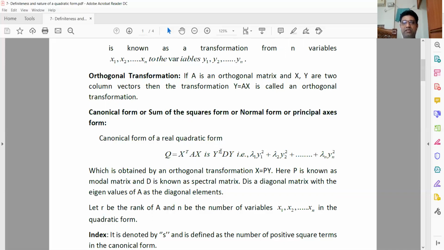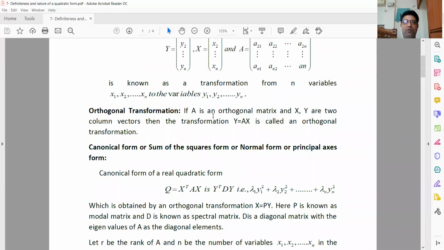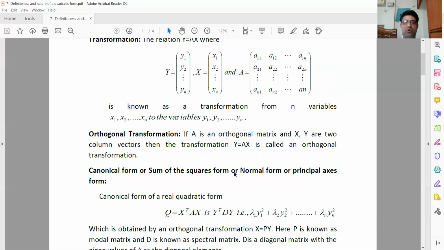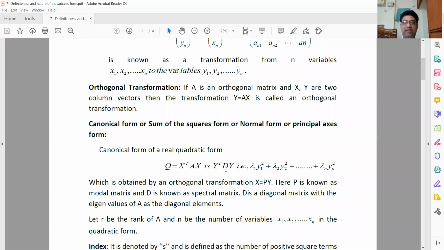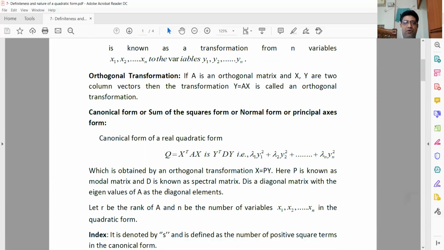So what is this y transpose Dy? We know Y already. Y is y1, y2 and so on yn, and its transpose. D is a diagonal matrix whose leading principal diagonal entries are nothing but the eigenvalues of the matrix A. So it is very easy to convert the quadratic form to canonical form, which is also known as sum of the squares form or normal form or principal axis form.